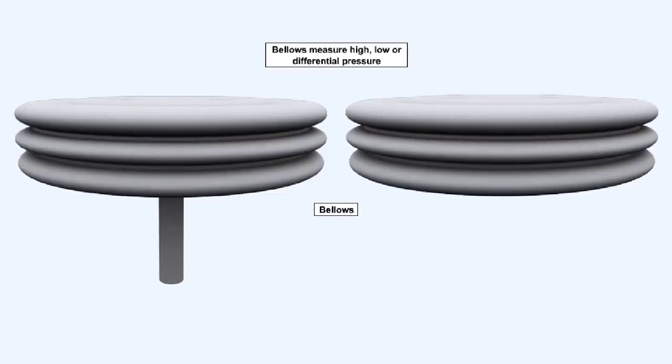The bellows element can be considered as an extension of the corrugated diaphragm principle. It may be used for high, low, or differential pressure measurement. Typically, the bellows element is used to measure pressures like the output of an aircraft low-pressure fuel booster pump.